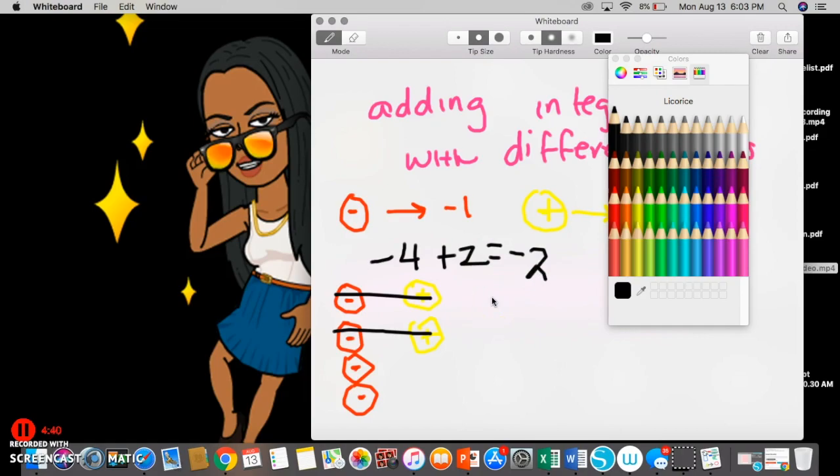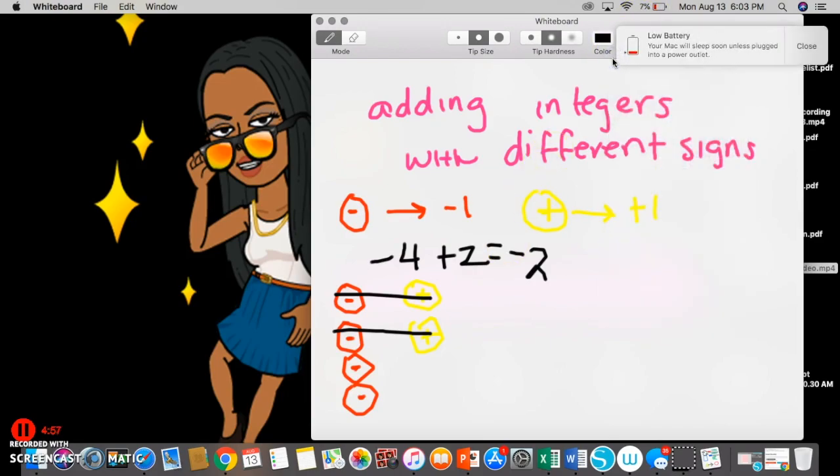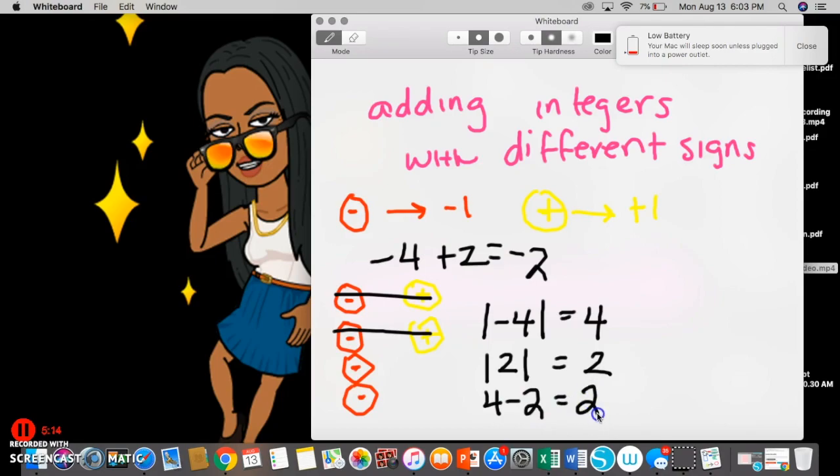So according to the rules, when you're adding integers with different signs, you subtract their absolute values. The sum is positive if the positive integer's absolute value is greater, and the sum is negative if the negative integer's absolute value is greater. So in this case, if I take the absolute value of -4, I'm going to get a 4. The absolute value of 2, I'm going to get a 2. When I subtract those absolute values, I'm going to get 2.